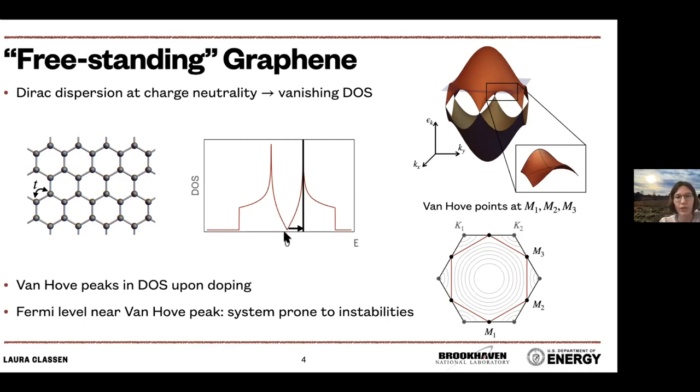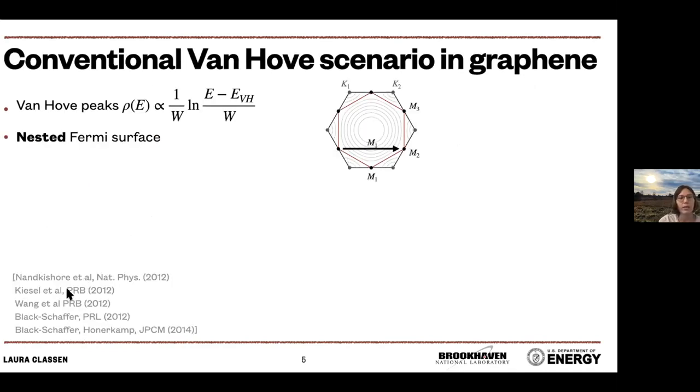However, if you go away from charge neutrality, so you add or remove charge carriers, you find these Van Hove peaks in the density of states. They correspond to saddle points at this position of the dispersion, which are located at the endpoints here in the Brillouin zone. If you then manage to get your Fermi surface to this position in the energy dispersion, your system will be prone to instabilities, because these density of state peaks will amplify interaction effects, basically because the dimensionless interaction is actually interaction times density of states. And this has in fact been studied a while ago in several papers.